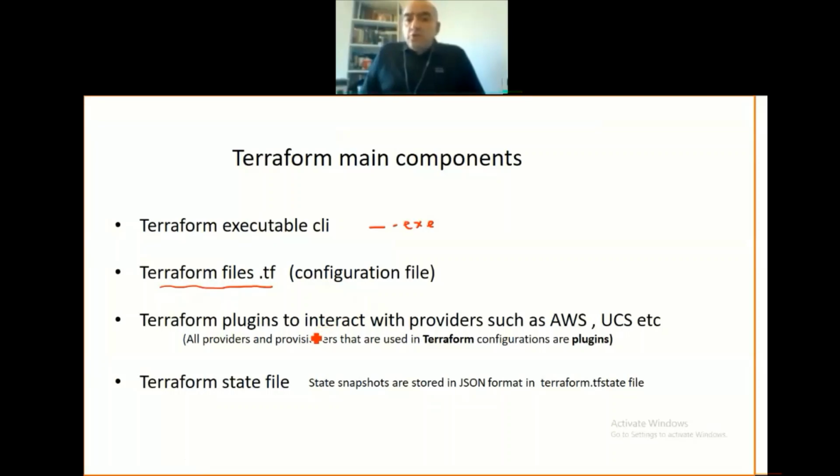Providers are the plugins, in other words, that are going to interact with your provider. Your provider could be AWS, could be UCS, could be a Cisco router, ASA. These are called the providers. And the plugins will be downloaded in your working directory based on mentioning this provider in the configuration file.